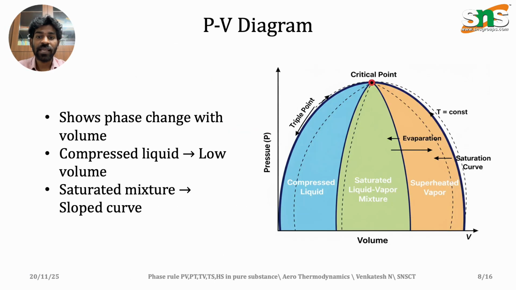In this PV diagram we focus on the phase rule conditions. It is drawn between volume and pressure. It has three sections: compressed liquid, saturated liquid and superheated vapor. In the compressed liquid region there is also the triple point section. In saturation, the temperature remains constant.